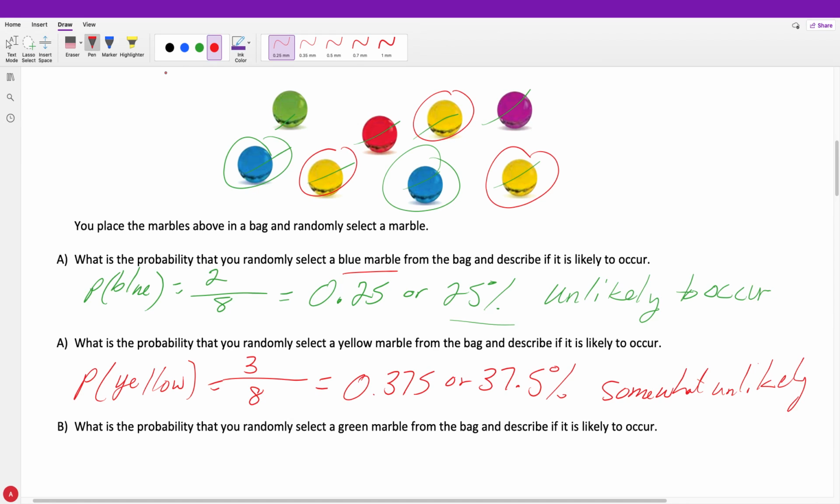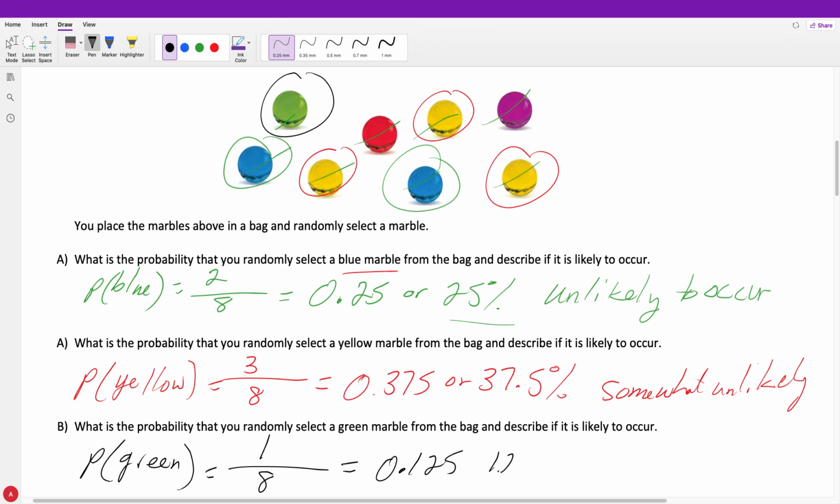All right, and then the last one, which should be letter C, actually, not B. What is the probability you choose a green marble? So the probability of green, well, in this case, we only have 1 green marble there. So our only favorable outcome that we have is 1. 1 divided by 8 is 0.125 or 12.5%.